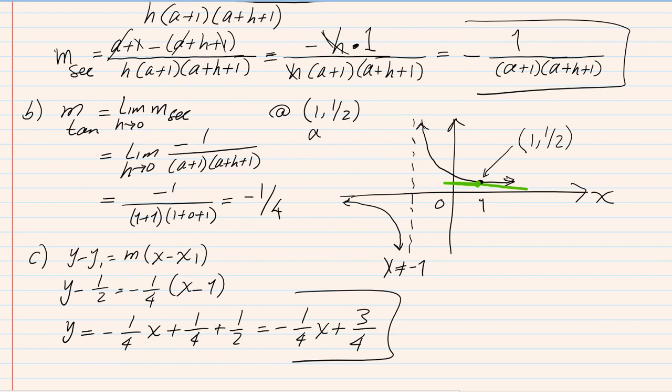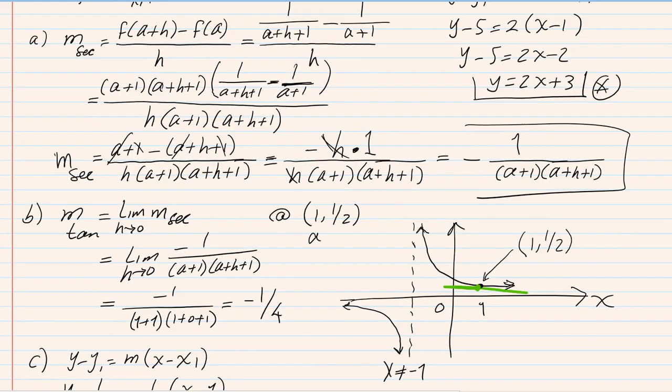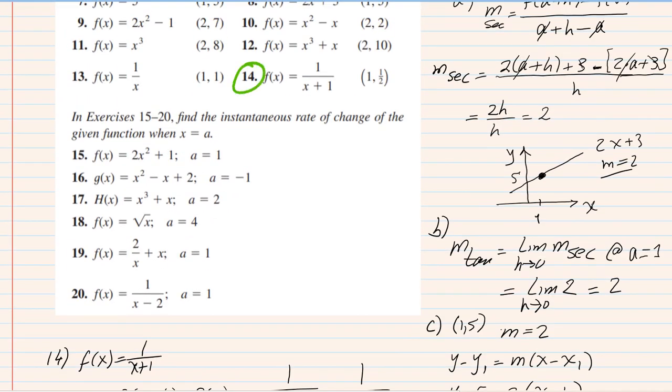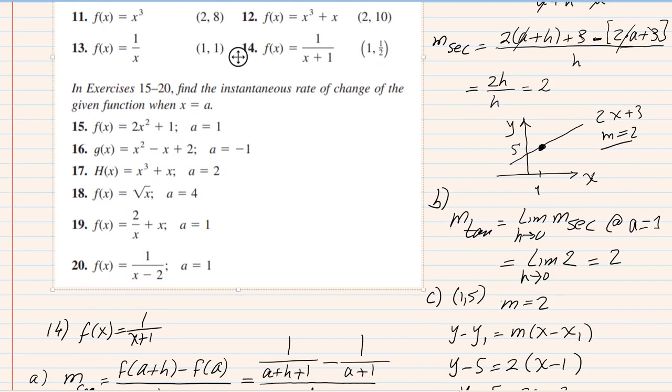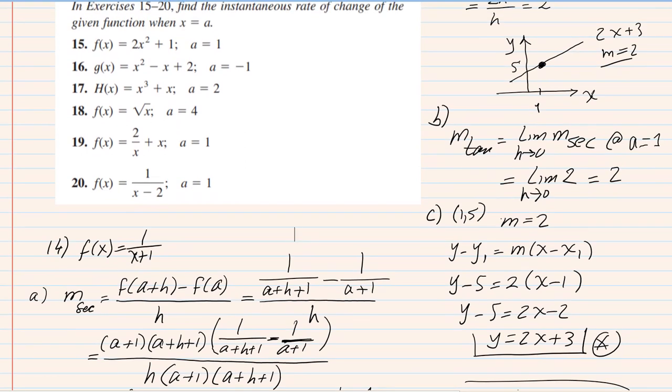So there we have this problem worked out. Now let's take a look at another example. We did number 14, so let's look at one down here. For this next segment, we do a couple. The question reads: find the instantaneous rate of change of the given function when x is a. Instantaneous means change in an instant of time, so it's almost immediate, the change at that point.